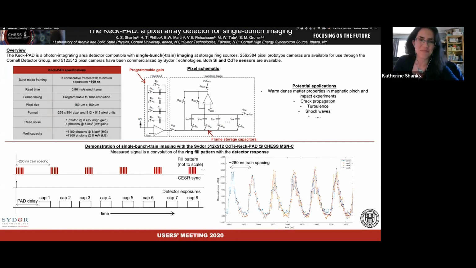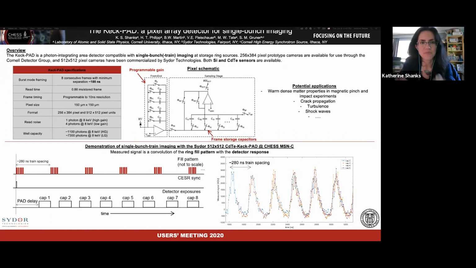Hi, I'm Kate Shanks. I'm part of the Cornell Detector Group. I'm going to be talking about the KECPAD. It's developed here, recently commercialized by Sidor Technologies. So it's a photon integrating area detector capable of single bunch imaging at storage ring sources like CHESS with down to 100 nanoseconds interframe separation.